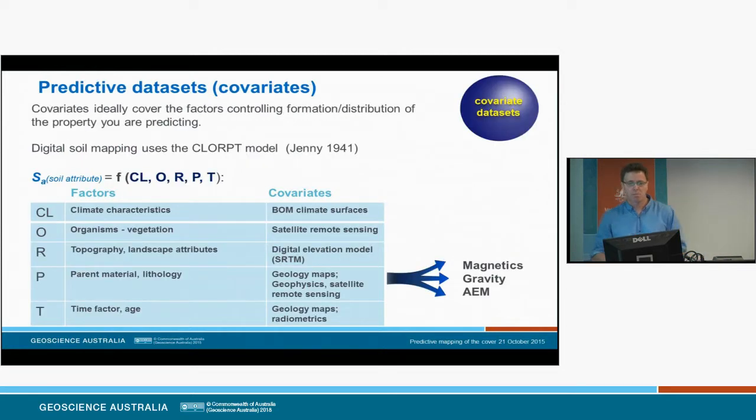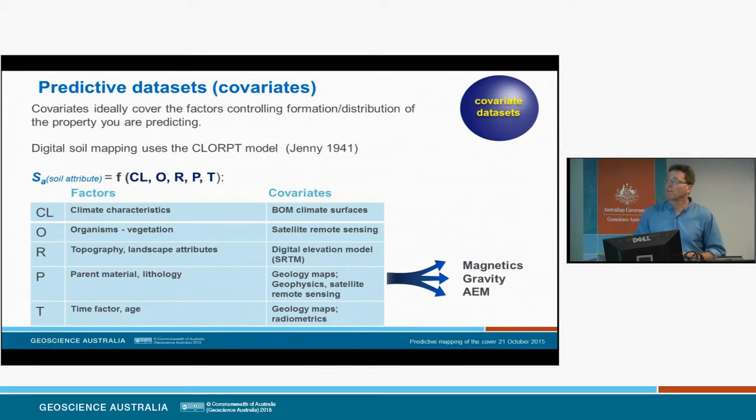But just coming back to these predictive data sets, these covariates. The idea here is you want to build and construct a lot of covariate or predictive data sets which cover the factors controlling the formation or distribution of the property you're trying to predict. Okay? So for digital soil mapping, they try and solve this equation, that a soil attribute is going to reflect a combination or be a function of climate characteristics, organisms, vegetation, topography, parent material and time. Okay? And this goes back to the early work of Jenny in 1941.